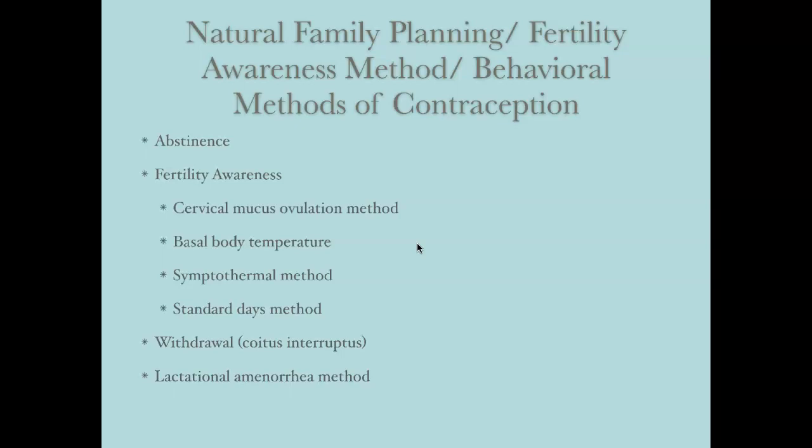Standard days method is just typically using the days of the menses and mapping that out on a calendar to try to figure out when are probably the most fertile days. Typically, your changes in menstrual cycle duration occur in the front half of the menstrual cycle. So day one of the menstrual cycle is the first day of your period. And so you go from there.